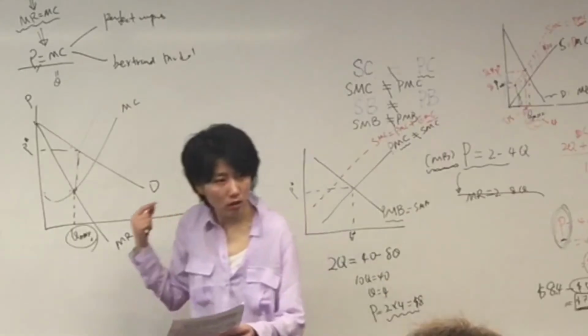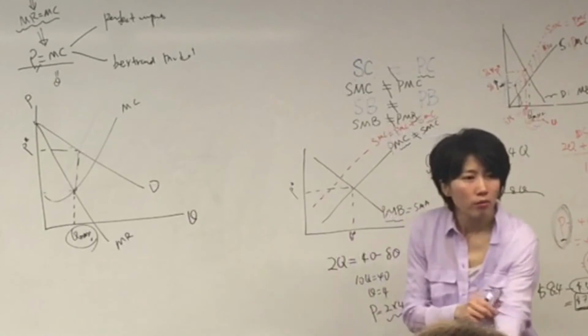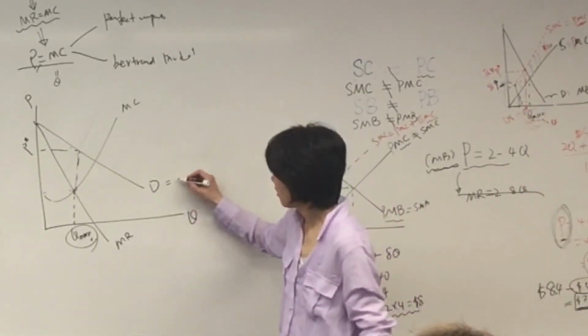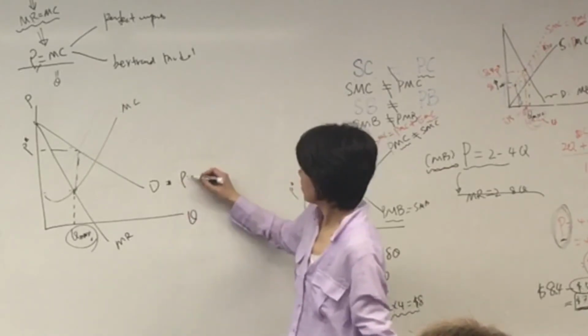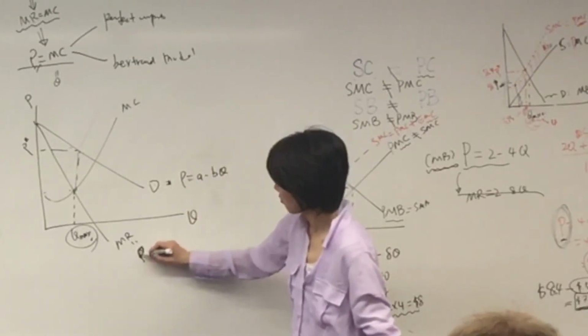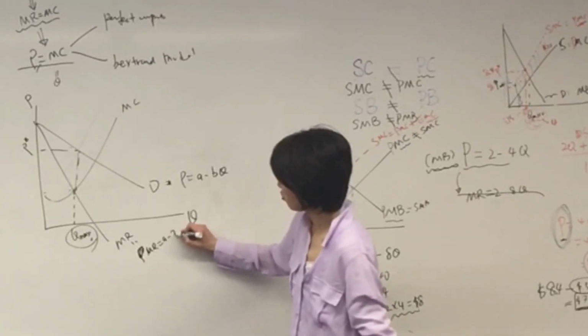And then marginal revenue is A minus 2BQ? Yes. Is that the formula? It's A, P, inverse demand. P is A minus BQ, and this marginal revenue is A minus 2BQ.